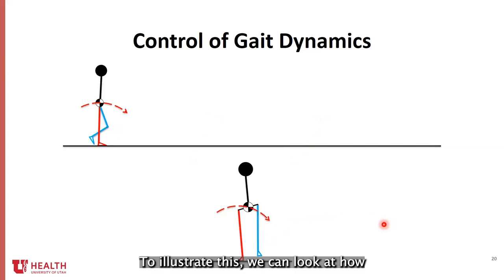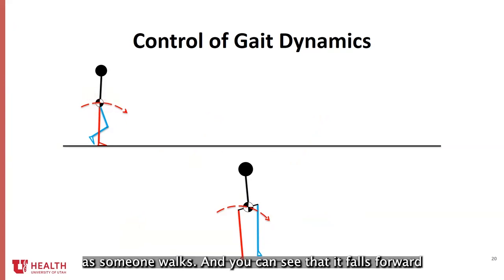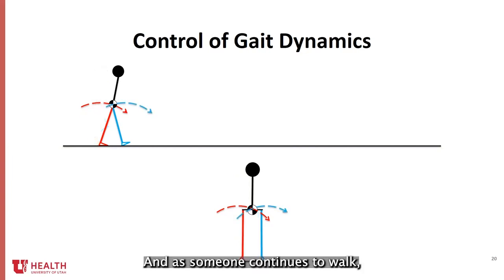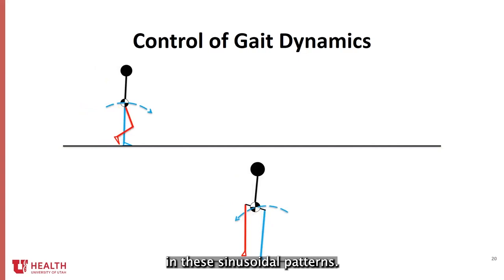To illustrate this, we can look at how that center of mass, shown here in the white and black circle, moves as someone walks. And you can see that it falls forward with each step, and it falls a little bit to the left or right. And as someone continues to walk, it's going to continue to oscillate in these sinusoidal patterns.